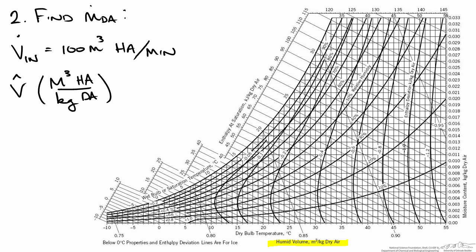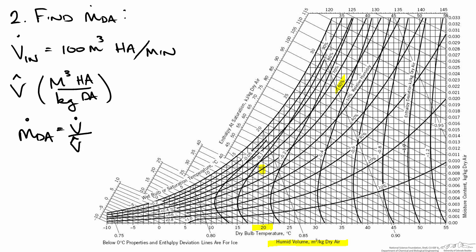If we look at the units of the volumetric flow rate and the humid volume, we can see that we can calculate the mass flow rate of dry air by dividing the volumetric flow rate of humid air by the humid volume. Since we know the volumetric flow rate at the inlet, it's important that we find the humid volume at the inlet as well. As the air is heated from the inlet to the outlet, both the volumetric flow rate and humid volume will change. So we need to relate these two quantities at the same point in the process.